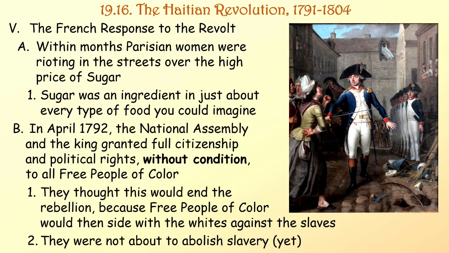The French response to the revolt. Within months, Parisian women were rioting in the streets over the high price of sugar. Sugar was an ingredient in just about every type of food you could imagine in France, so this was a major problem. So, in April 1792, the National Assembly and the King granted full citizenship and political rights without condition to all free people of color. They thought that this would end the rebellion because then free people of color would side with the whites against the slaves. The National Assembly was not about to abolish slavery yet.